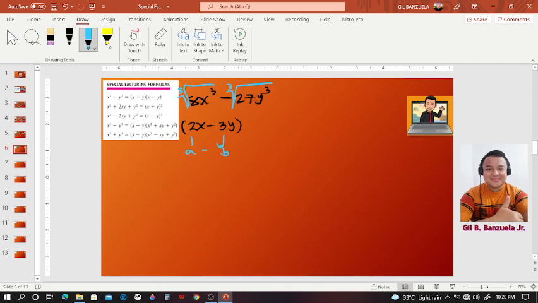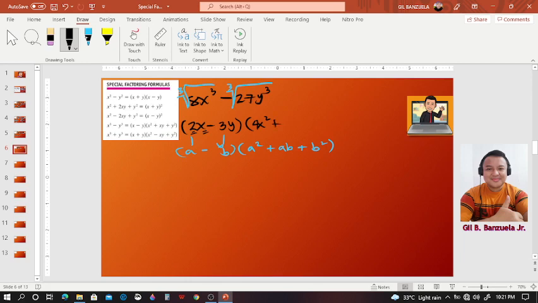And we expect that the other factor must be written in the form of a squared plus the product of a and b and the square of b. So let's do that. Okay? So your a is 2x, so we have to square the entire 2x. So what is the square of 2? Of course, 4. What is the square of x? Of course, x squared. So therefore, we have 4x squared there.